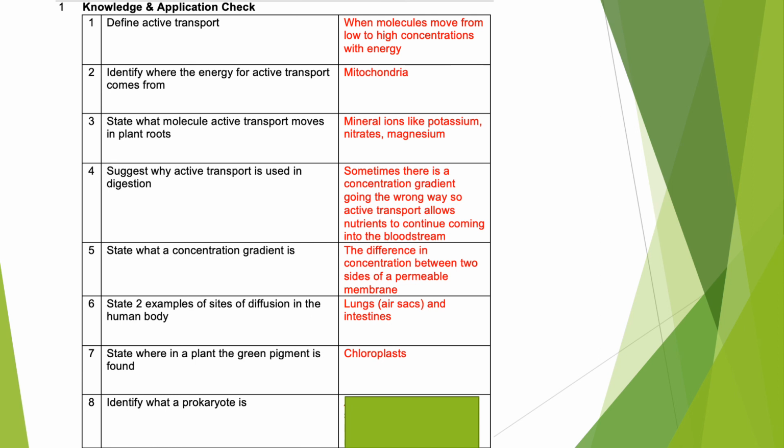And number eight, identify what a prokaryote is. This is going way, way back into some of the first lessons that we did in this booklet. A prokaryote is generally a single-cell organism that does not have a membrane-bound nucleus, right? So the DNA just kind of floats around in the cytoplasm, and that's your prokaryote. Again, there's one more question that we're going to do after this, but just make sure that you have the correct answers on the knowledge check.